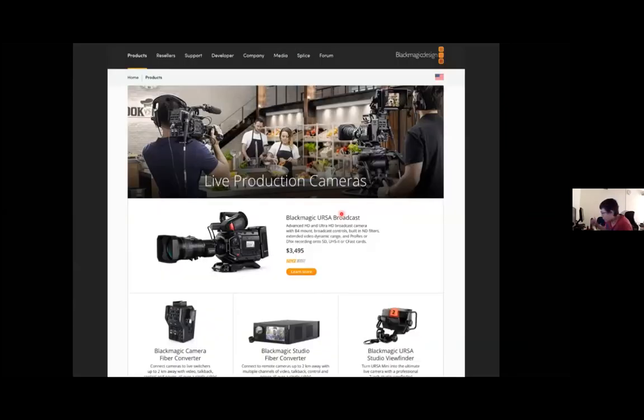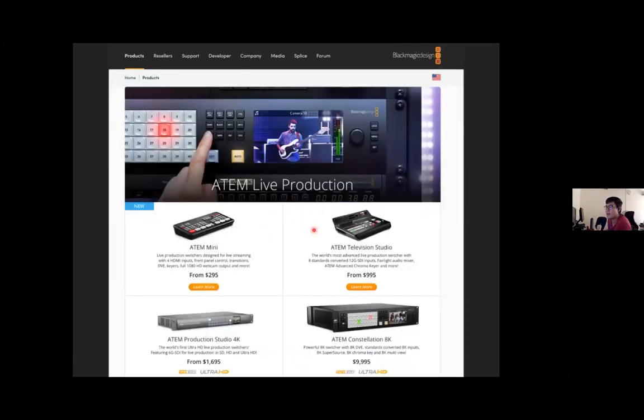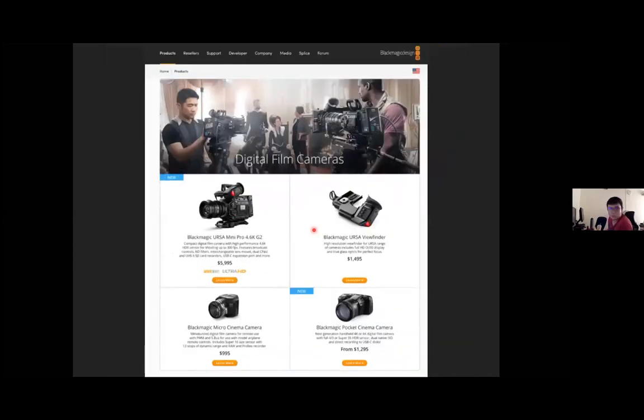So they also have live production cameras, not only for film. The recent Le Tour de Langkawi bicycle event also used the Blackmagic Ursa Broadcast to do live broadcast. I think it's a 4K broadcast, I can't remember, HD or 4K. But yes, they use the Blackmagic Ursa Broadcast. And they also have their panel for their live productions. And they also have their film cameras. This is what we use on set, the Ursa Mini.